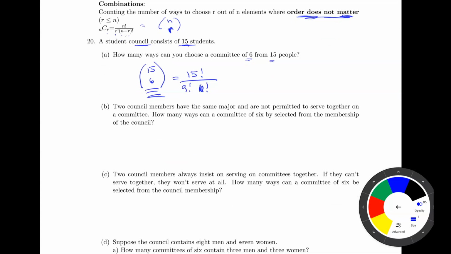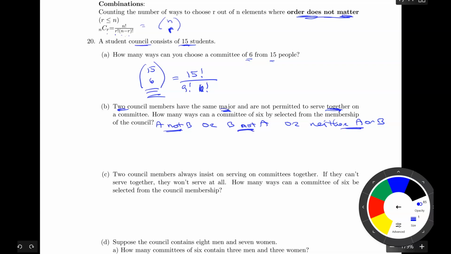So we got 2 council members who are the same major, and they're not allowed to serve together. So what we want to think of is, we want to have one of them, so like A, but not B, or the B person, but not the A person, or neither A or B, right? If these 2 council members are not allowed to serve together, it doesn't say that either of them has to serve, but I can have one of them, or the other, or neither.